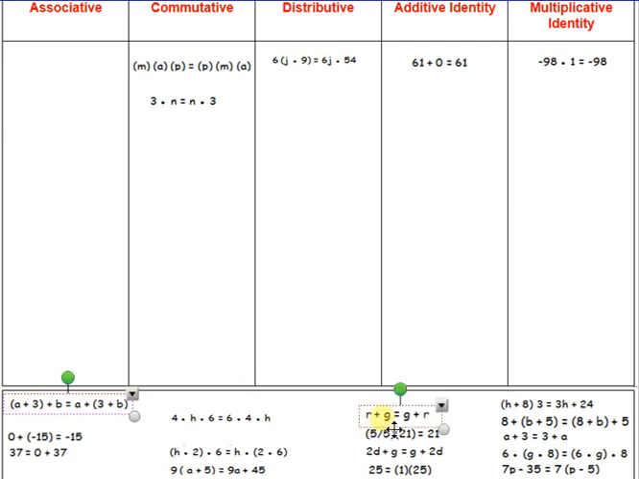Okay? Let's take a look at this one. r plus g equals g plus r. So what happened here? The order was being switched around. So the ordering one is commutative.